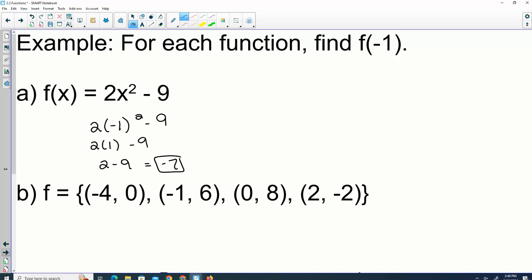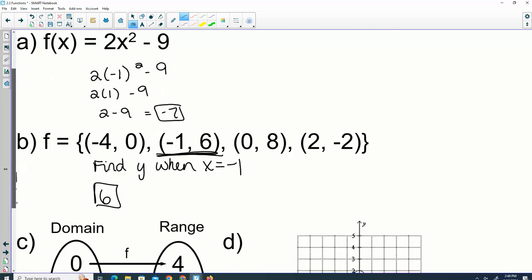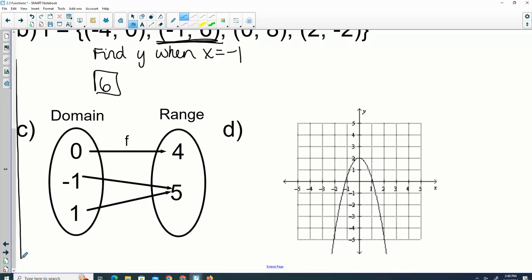When I give you ordered pairs, you have to understand what f of negative 1 is asking for. F of negative 1 means find y when your x is negative 1. So if I look at these points, first I have to find the one when x is negative 1. What's our y value? If I give you a mapping, find y when x is negative 1. So what's f of negative 1?